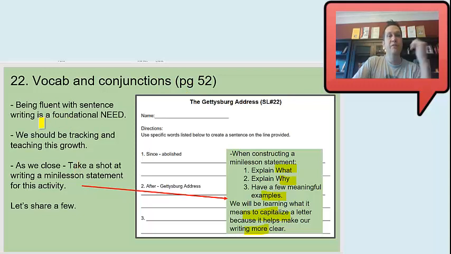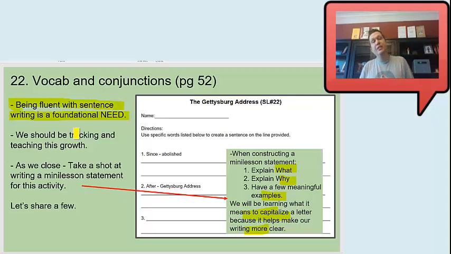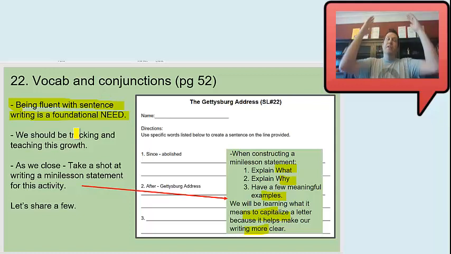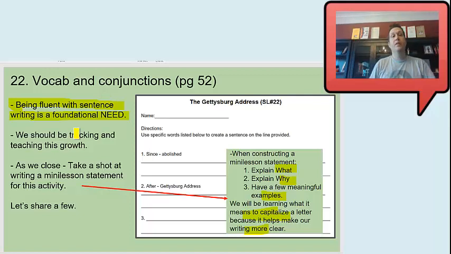Vocab and conjunctions, page 52. Being fluent with sentence writing is a foundational need. The reason why I say that is in the elementaries, we have to do a much better job of teaching kids how to be fluent at the sentence level, because it's kind of like building a house on a foundation. If you don't have a good foundation, you start putting your walls and your ceiling and your roof up, then things are starting to get weak and start to collapse. That's what happens.